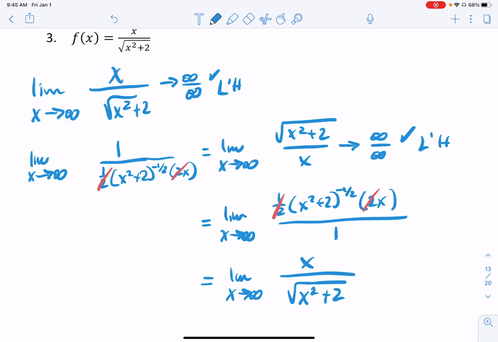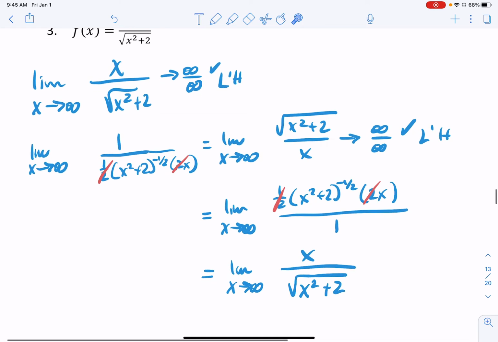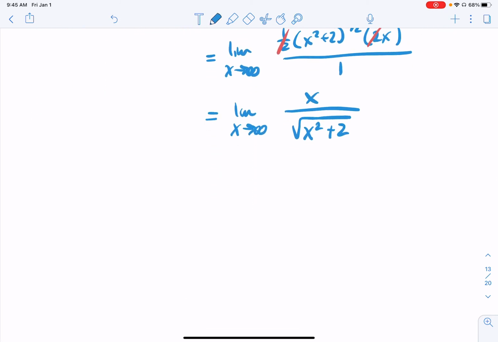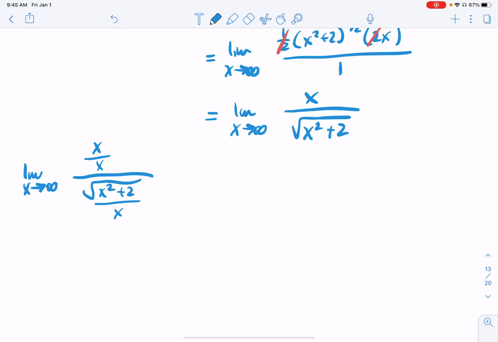Well, you go back to our trick, and that trick was to divide the top and the bottom by the highest power of x that's in the denominator, which is going to be the square root of x squared. Square root of x squared is just x. So we're going to divide both the top and the bottom by x. So I've got the limit, once again, x over x divided by the square root of x squared plus 2. Remember, it is a 2 over x. But I'm going to think of that x that's in the bottom as the square root of x squared.